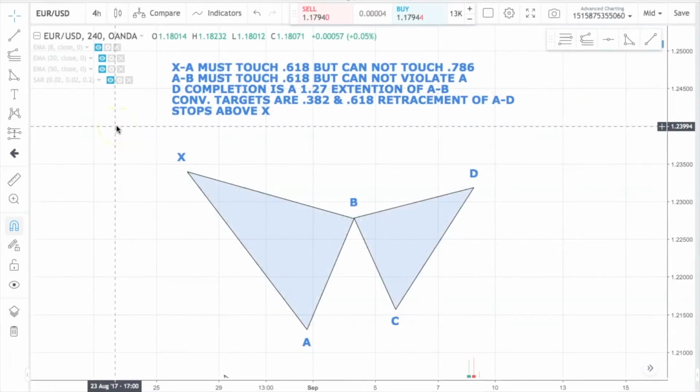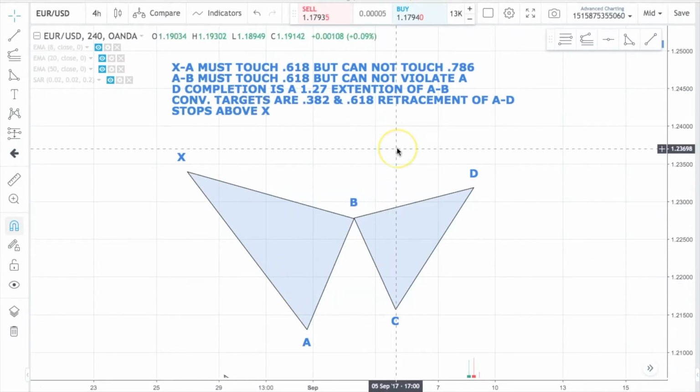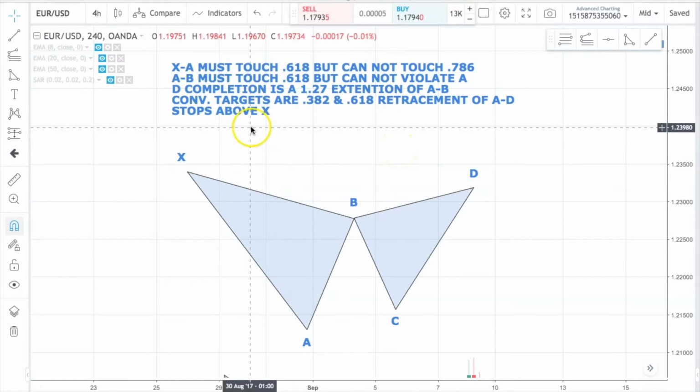Hey, what's up guys? In this video I wanted to share with you the rules for the bearish Gartley pattern, and of course if you want to trade the bullish version of this, you just flip it over and trade the opposite. I'm going to go through the rules that I have right here, a little hypothetical Gartley, and then we'll go through an actual one on the charts. But basically here are the rules.